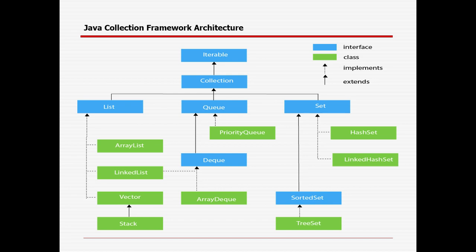So that way the Java Collection Framework is formed. These are the classes: ArrayList, LinkedList, Vector, Stack, ArrayDeque, PriorityQueue, HashSet, LinkedHashSet, TreeSet. Whereas Deque, SortedSet, Queue, List, Set are the interfaces, and all the interfaces extend the Collection interface, and the Collection interface at the end of the day extends the Iterable interface. So the Iterable interface is the root of the whole hierarchy, and all the other important interfaces extend the Collection interface. In the next slide I have tried to depict them.